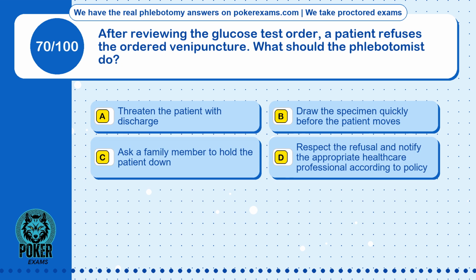Question 70. After reviewing the glucose test order, a patient refuses the ordered venipuncture. What should the phlebotomist do? Option A. Threaten the patient with discharge. Option B. Draw the specimen quickly before the patient moves. Option C. Ask a family member to hold the patient down. Option D. Respect the refusal and notify the appropriate healthcare professional according to policy.